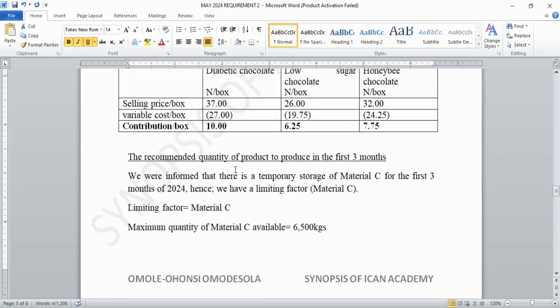Now we're told that there will be temporary storage of material C for the first 3 months. And we've been able to emphasize that we have a limiting factor. And the limiting factor here is what? Material C, because we have shortage, we have it in scarce supply. All right, and the maximum quantity that we can get per month is 6,500 kg per month. So that's the maximum we can get.